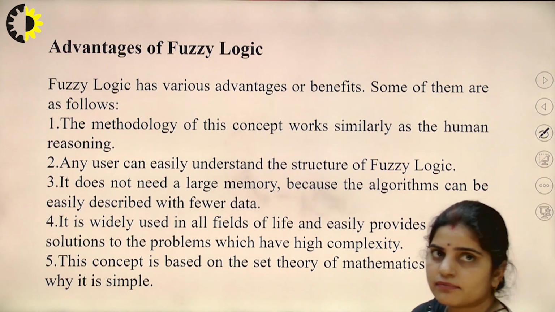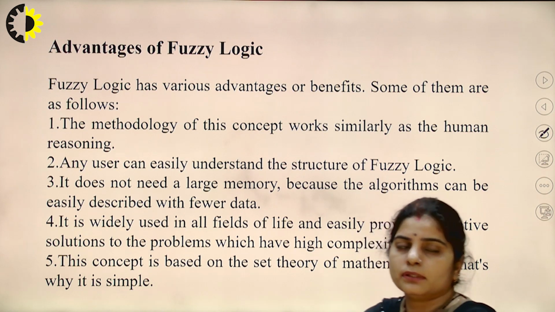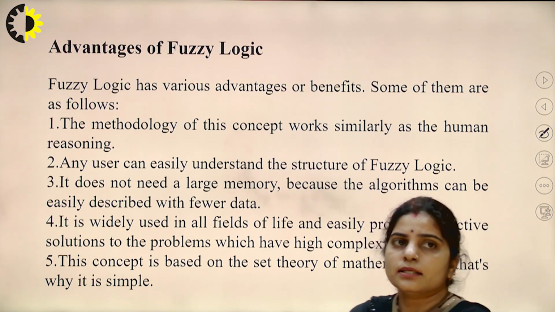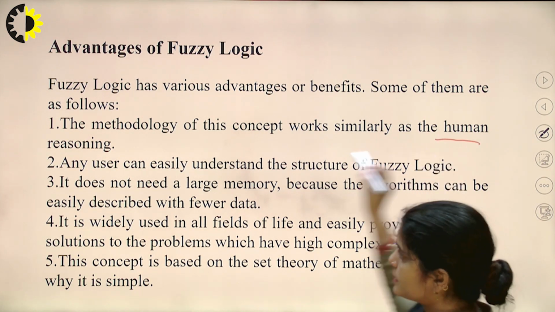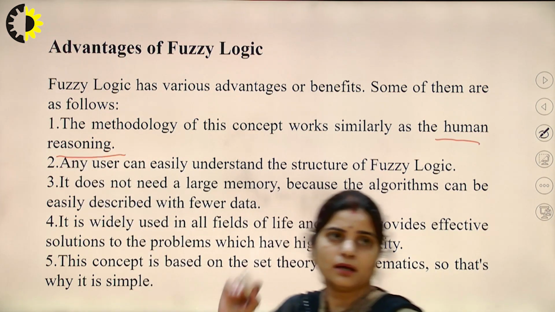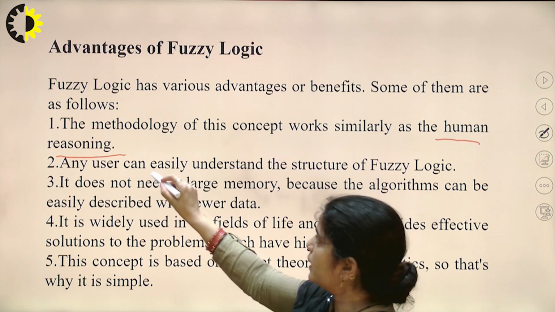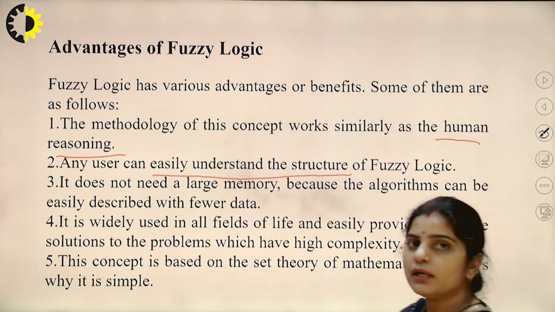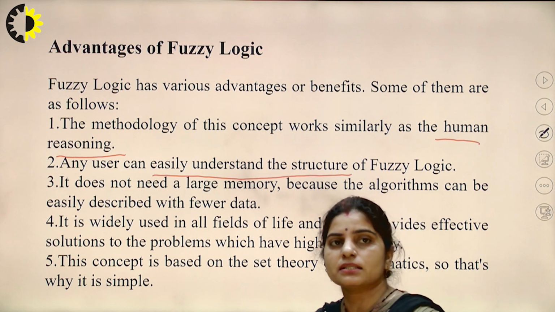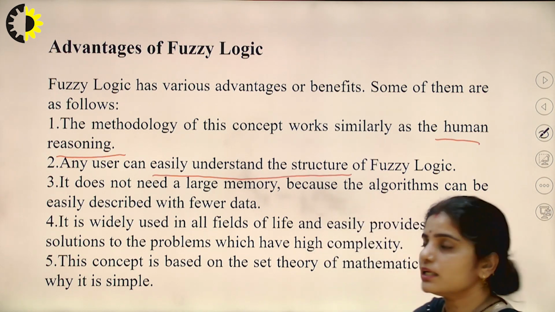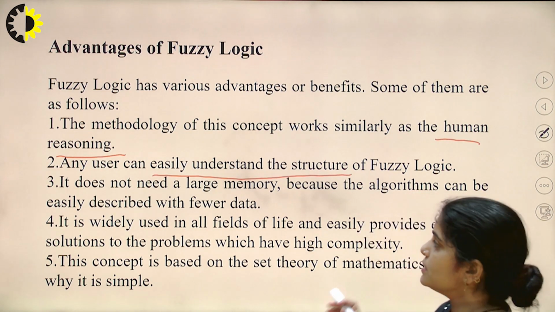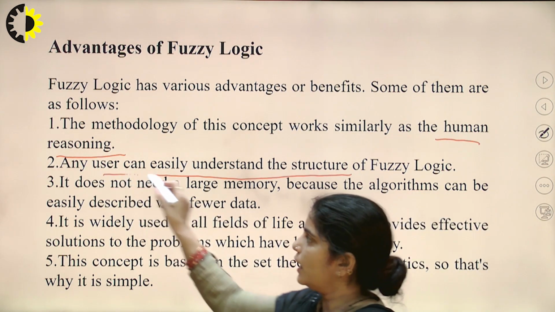It has various advantages or pros. The first one is this methodology is similar to human reasoning. Next, any user can easily understand the structure of fuzzy logic, because it has a very simple architecture. So anyone can easily understand it. The structure of fuzzy logic is easily understandable for any user.